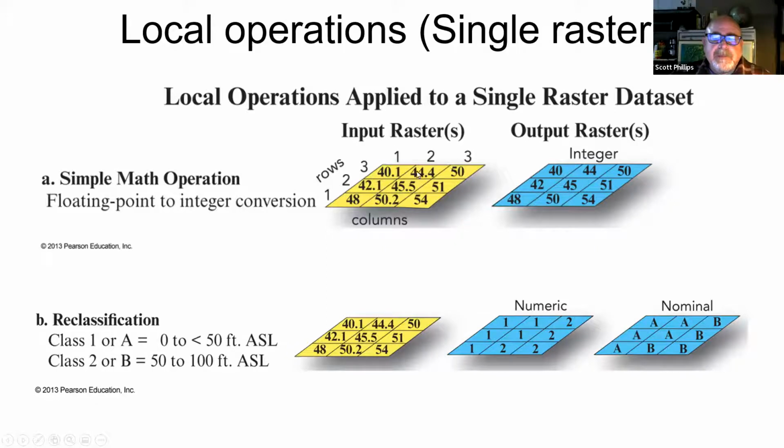Simple math. Let's say we had a set of elevations that we wanted to be whole integer numbers. We can convert from one to the other. We can reclassify. We can have a condition where if the number is below 50 feet, it turns into a 1, and if it's above 50 to 100 feet, it turns into a number 2. This would be what's called a conditional operation: if it's true, this, if it's false, that.